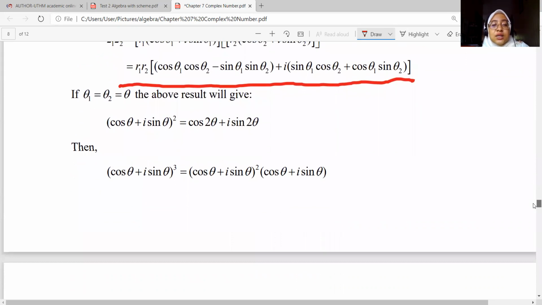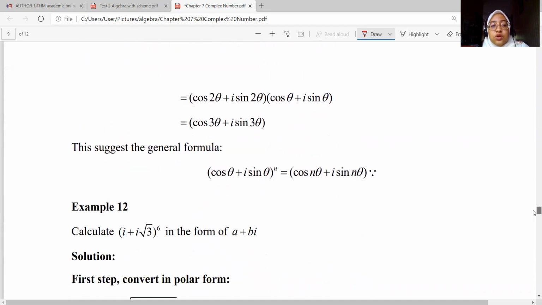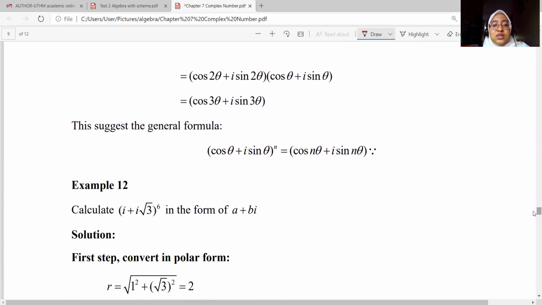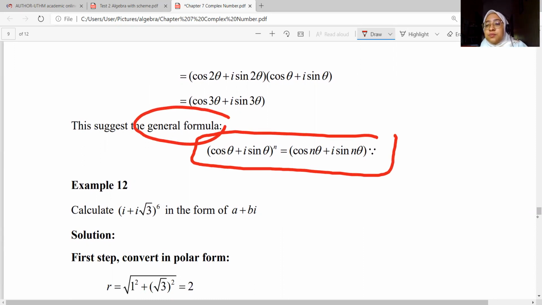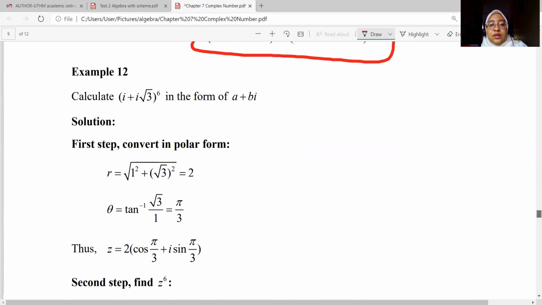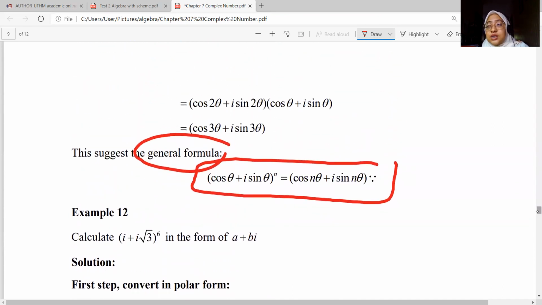Then cos theta plus i sin theta cubed is equal to cos theta plus i sin theta squared times cos theta plus i sin theta. So it will become cos 3 theta plus i sin 3 theta. This suggests the general formula: cos theta plus i sin theta to the power of n is equal to cos n theta plus i sin n theta. What I try to explain is how we get the final form of cos theta plus i sin theta to the power of n, and it becomes like this.